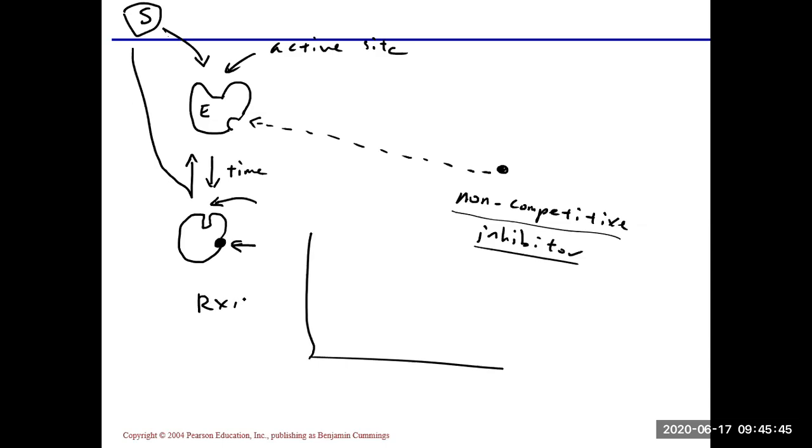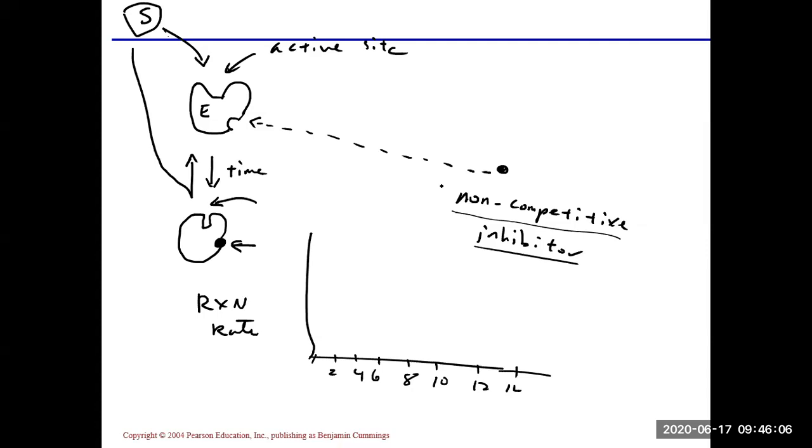Here is your reaction rate. And if you wanted to do it under different pH, you could have different pH. Say pH 2, 4, 6, 8, 10, 12. You can only go up to 14.